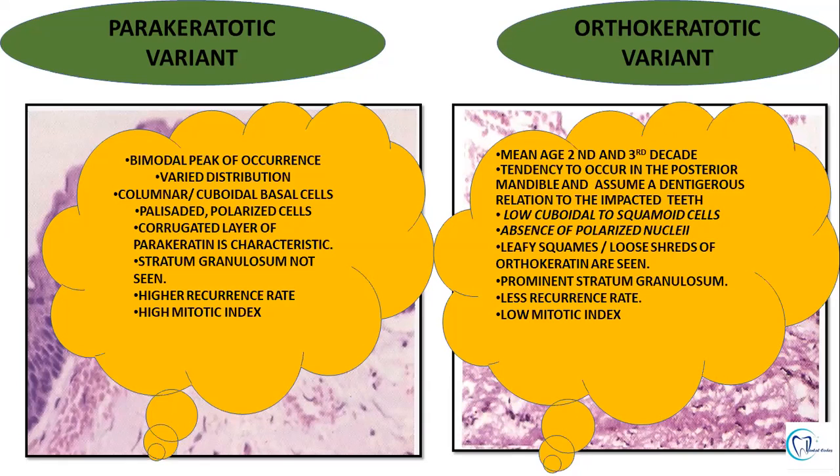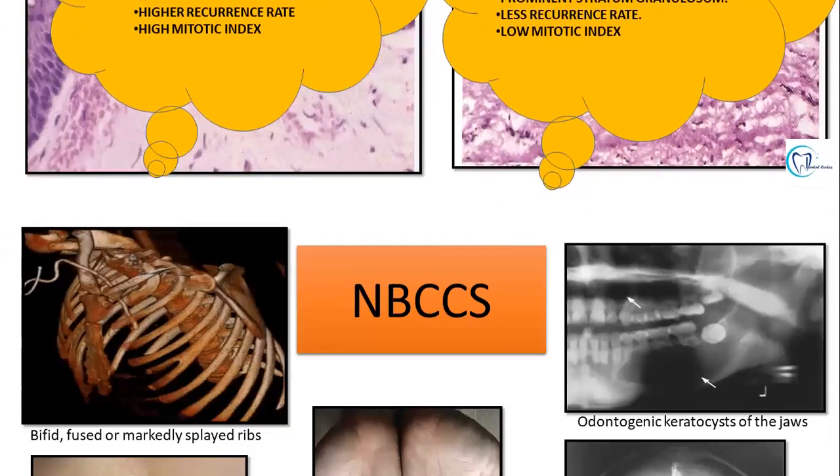The parakeratotic variant will show a high recurrence rate and high mitotic index, whereas the orthokeratotic variety will have a lower recurrence rate and lower mitotic rate. So overall, the prognosis of the orthokeratotic variant is better and the recurrence is less, and the parakeratotic variants are aggressive, show high recurrence, and show high mitotic activity.